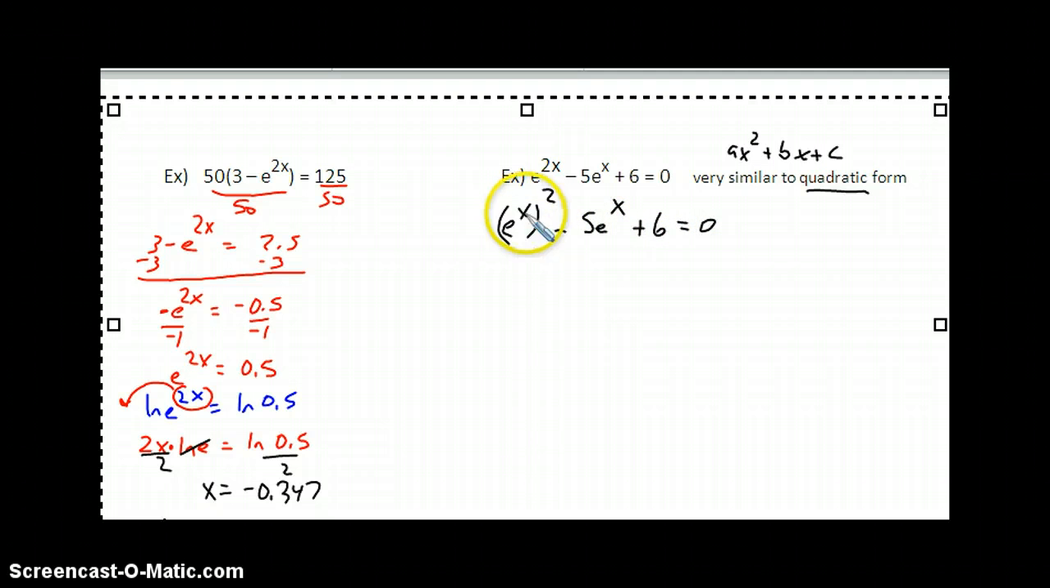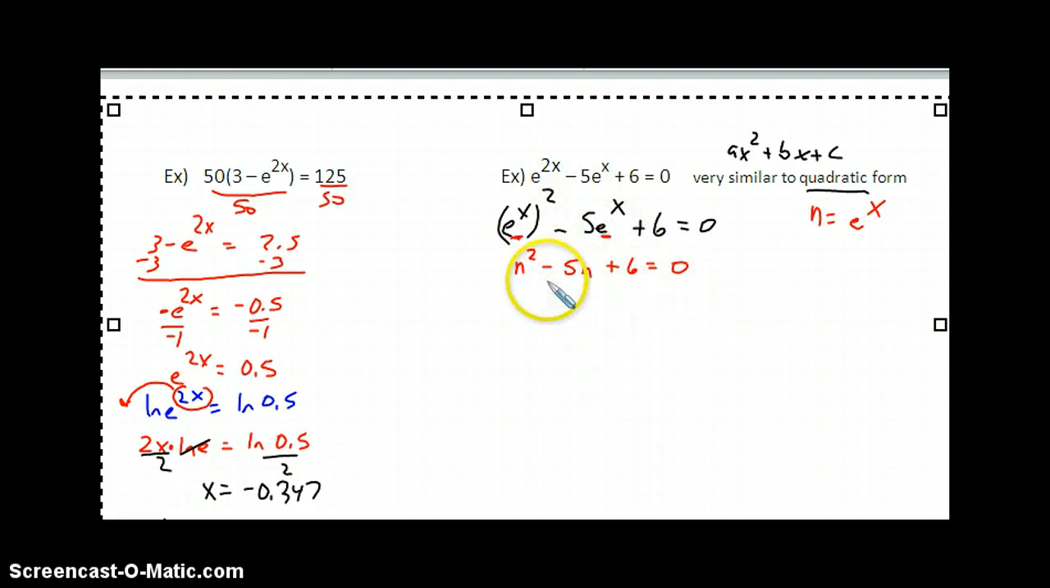If e to the x is the same as just x, then this is just 5x, and then plus your number at the end. So let's say n represents e to the x. If I replace this with an n, it becomes n squared. If I replace this with an n, it becomes 5n plus 6 equals 0. Now the reason that I've done that is so that I can look at this and say, I know how to solve this. I factor.